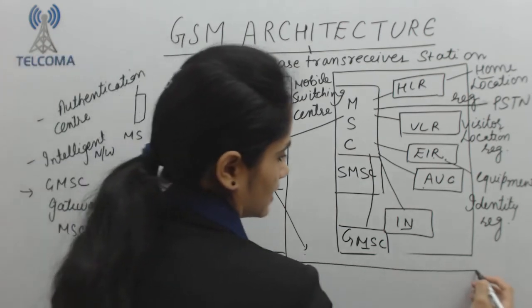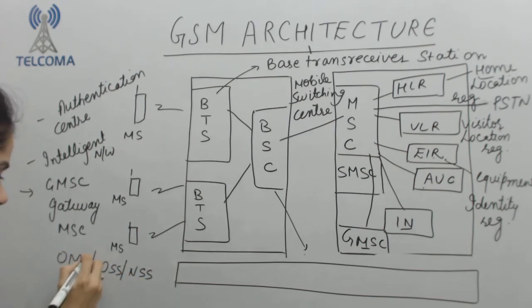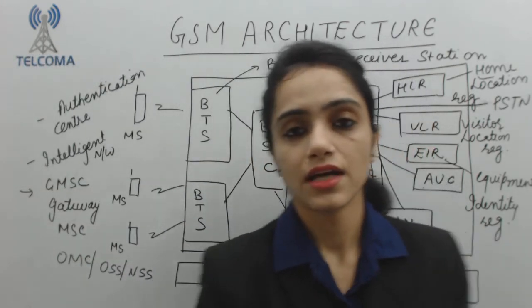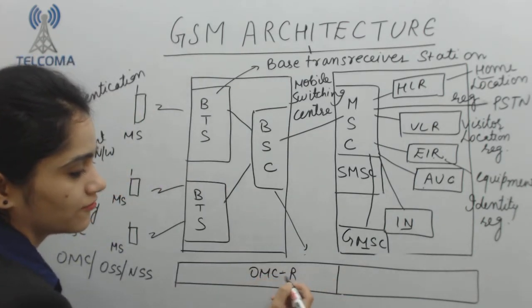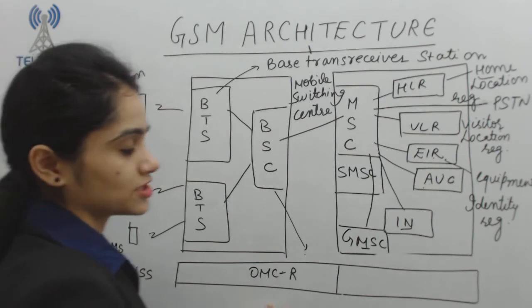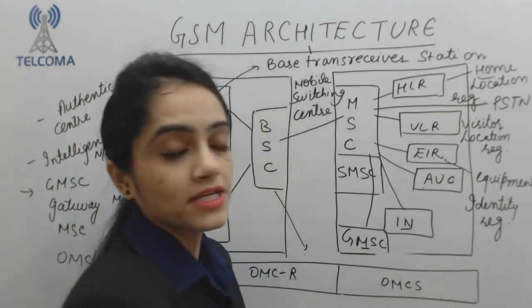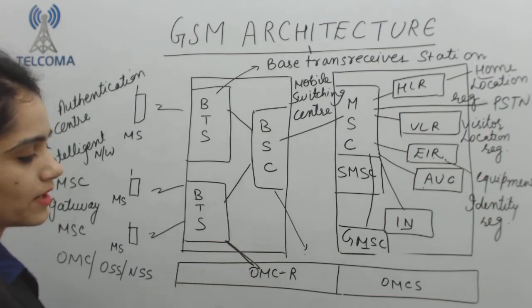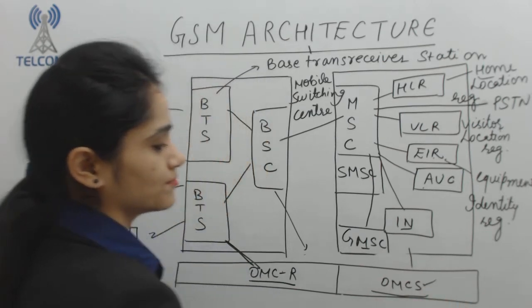So if this is my unit, which is my NSS, I also call it OSS or OMC, where OMC is Operation and Maintenance Center. Now this Operation and Maintenance Center is divided into two parts, which are OMCR, that means Operation and Maintenance Center for Radio, and OMCS, Operation and Maintenance Center for Switch.